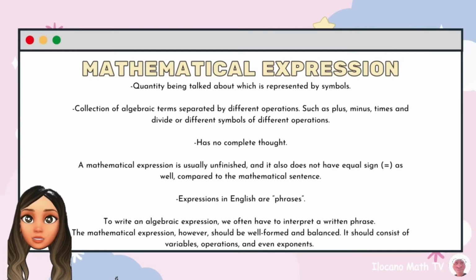It is usually unfinished and it also does not have an equal sign, compared to the mathematical sentence. Expressions in English are called phrases. So to write an algebraic expression, we often have to interpret a written phrase. The mathematical expression, however, should be well formed and balanced. It should consist of variables, numbers, operations, and even exponents.